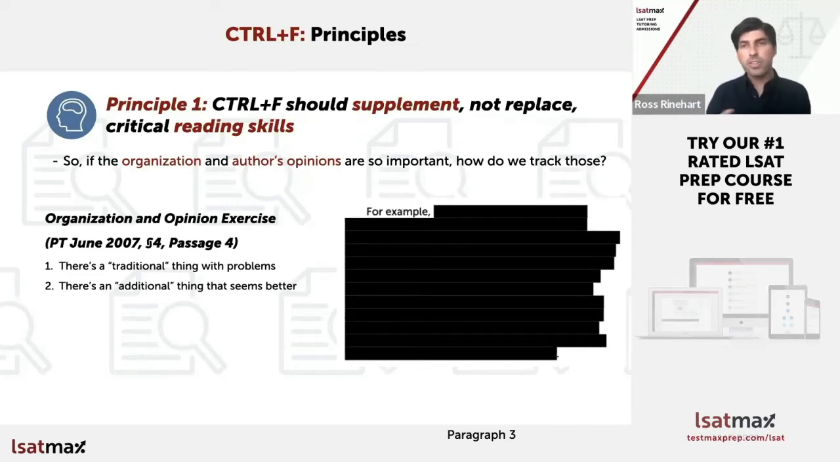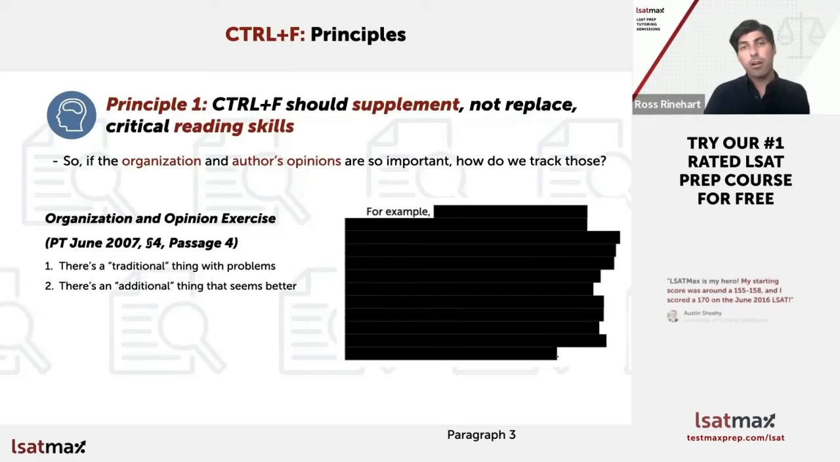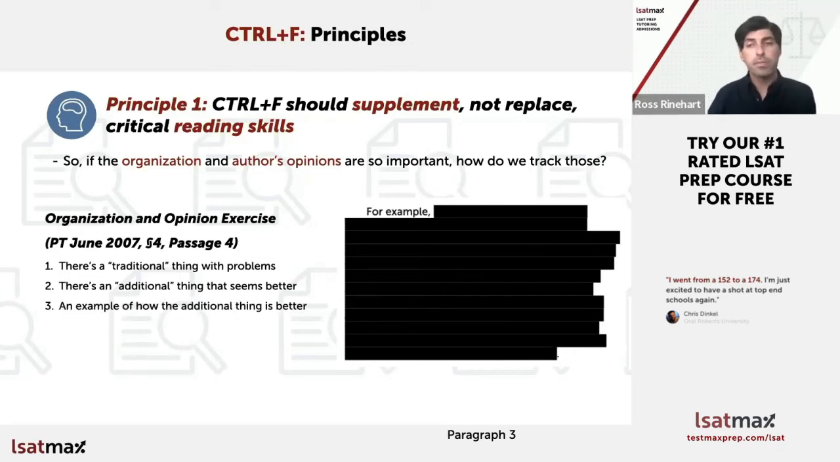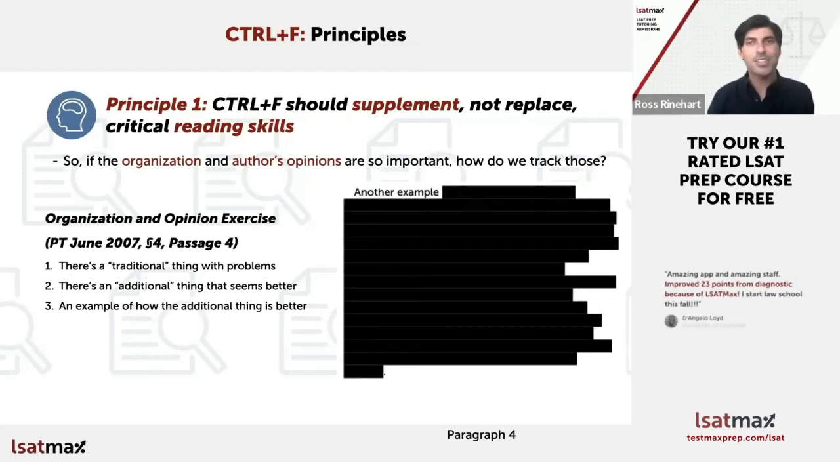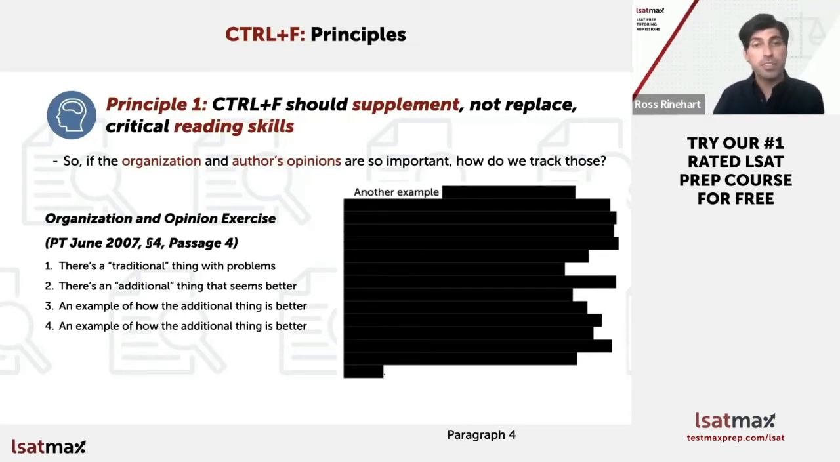In the next paragraph, we get a structural word, for example. Examples are pieces of evidence that authors use to illustrate their point, so the example in this third paragraph, whatever it's about, is going to illustrate why that additional thing is better. Fourth paragraph, we get a very similar structural word, another example. We have no idea what that example is, but we do know it's another example that shows that the additional thing is better.